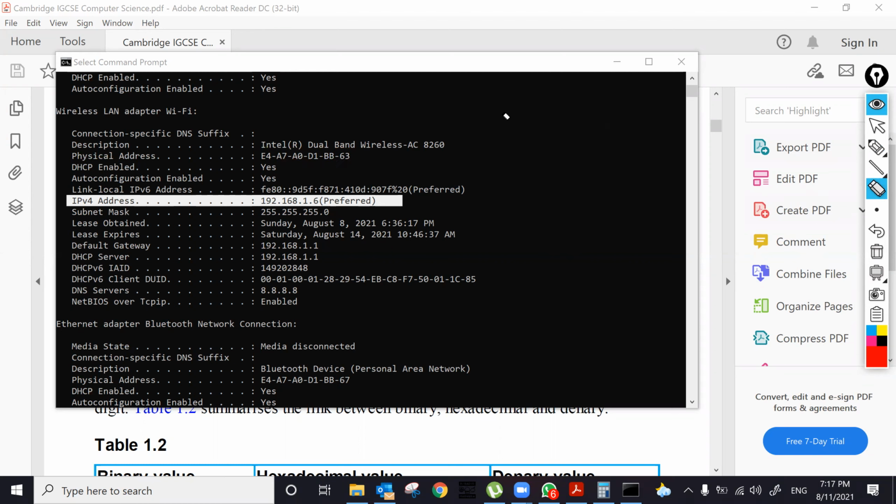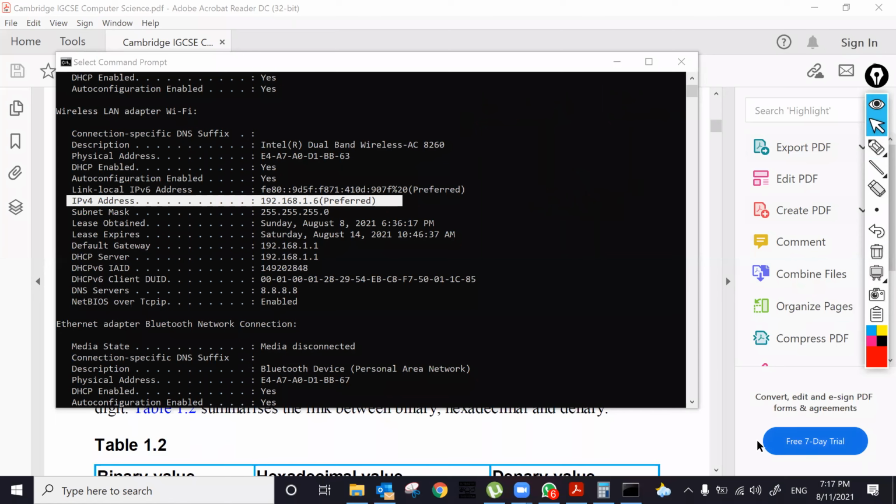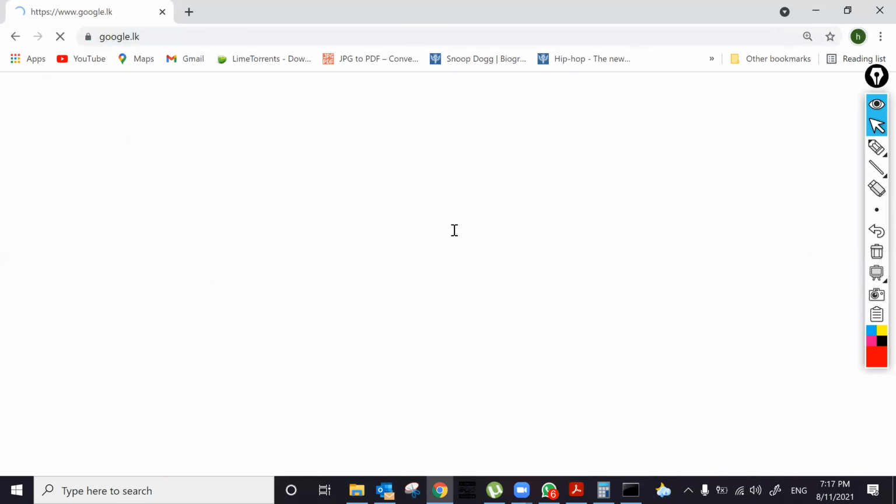Okay, now I will come to the point. What is this physical address? Physical address means, as I said earlier, whatever network enabled devices you have, you should have a network card, or a wireless card, right? I will show you from the internet, then you will get a proper idea. What is this network card or wireless card? I will Google it and show you.